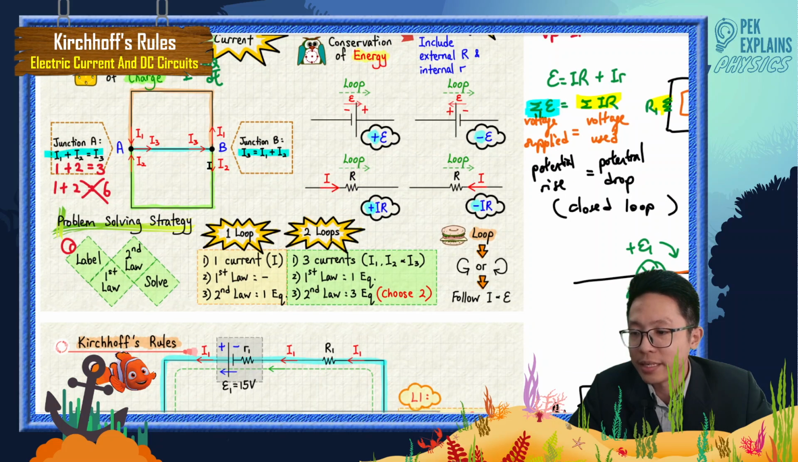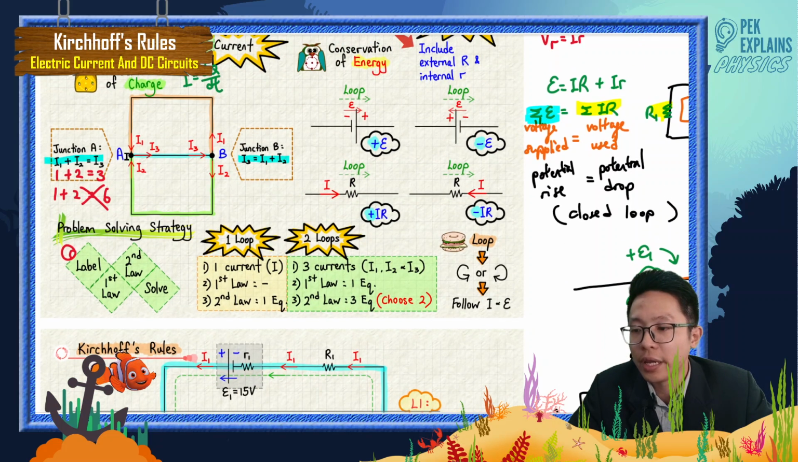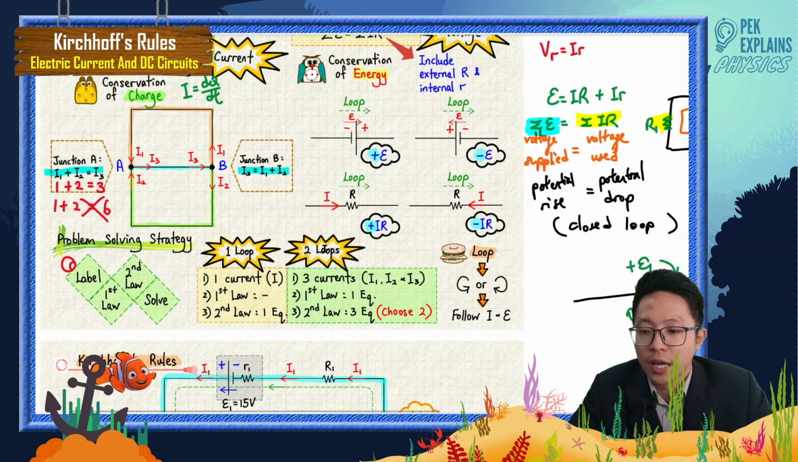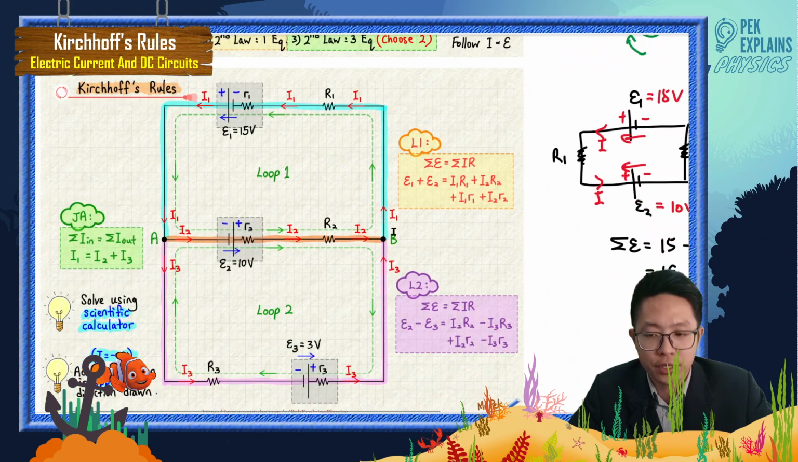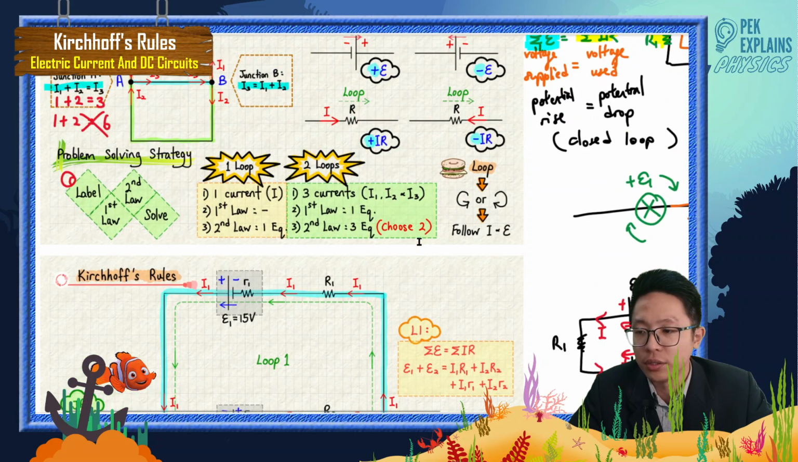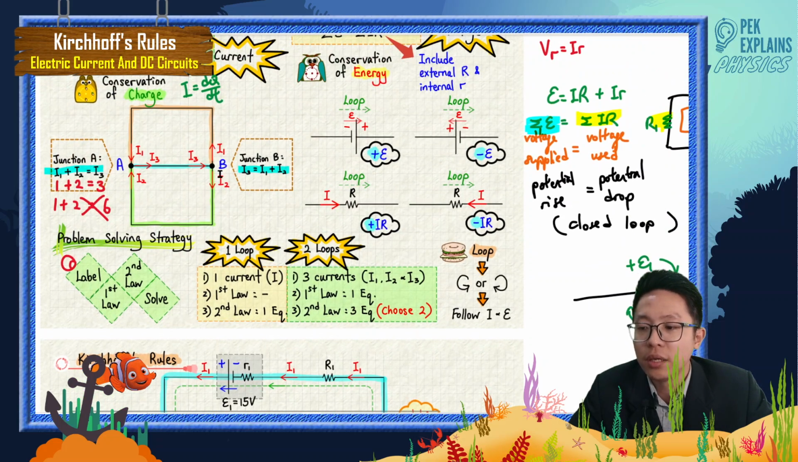So just like I said just now, the orange, the blue, and the green. You have three different currents, I1, I2, and I3. And then for the first law, you only need one equation because we have two junctions. For two loops, we have two junctions, but you can select either junction. You can either select junction A or junction B. You still get the same equation. You see that? So just do one equation for the first law.